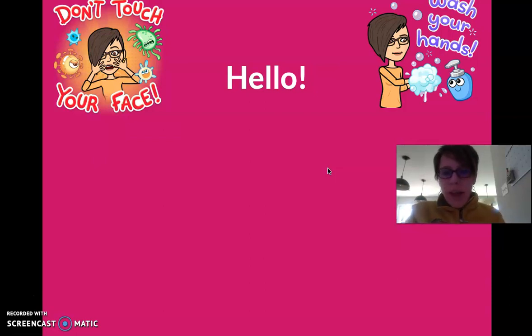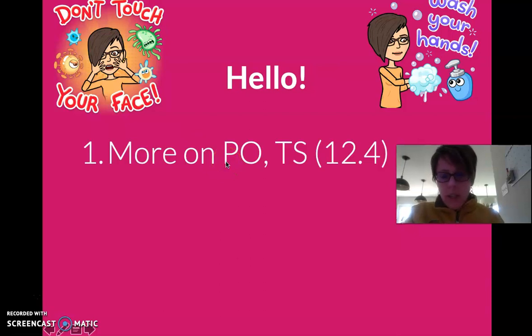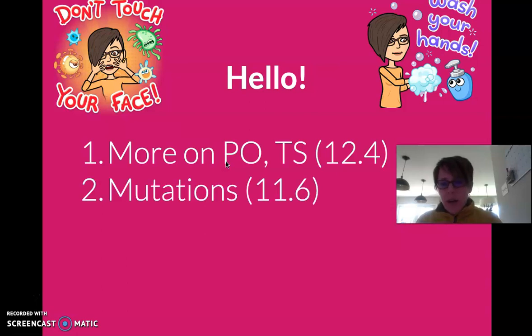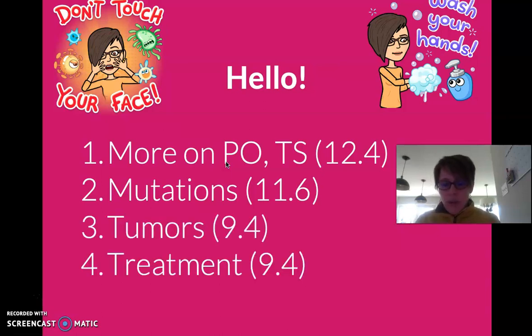Okay, so today we are going to go through three or four major ideas, and this should be the last information that's on your test. We're just going to continue with a little more on proto-oncogenes and tumor suppressor genes, which are talked about in 12.4. We're going to do more specifics on mutations from section 11.6, talk about tumors, and then finally treatment for cancer. Both of those topics were covered in 9.4.